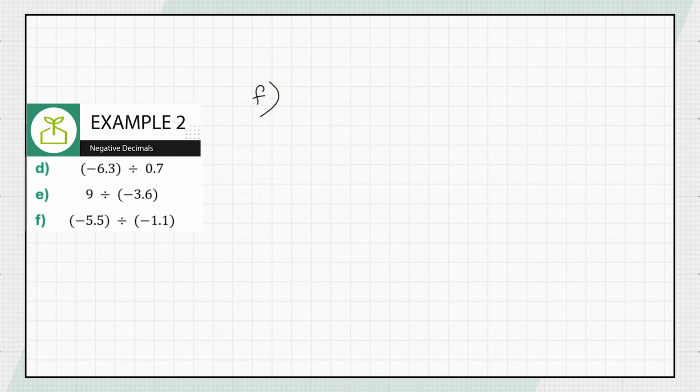Finally, we have F. We have minus 5.5 divided by minus 1.1. Now, a negative divided by a negative is just a positive, and in your head you can see that 1.1 will go into 5.5 5 times, so this is just 5.